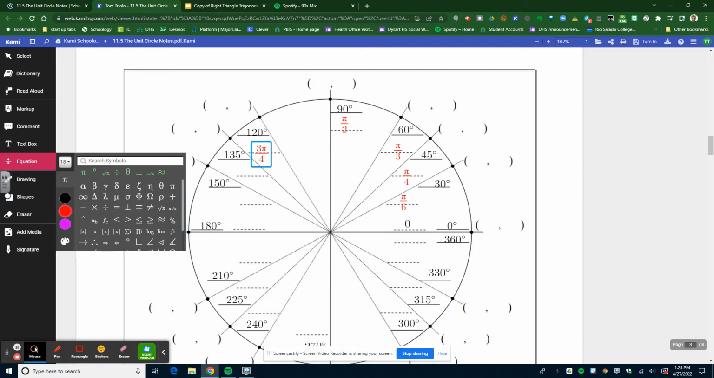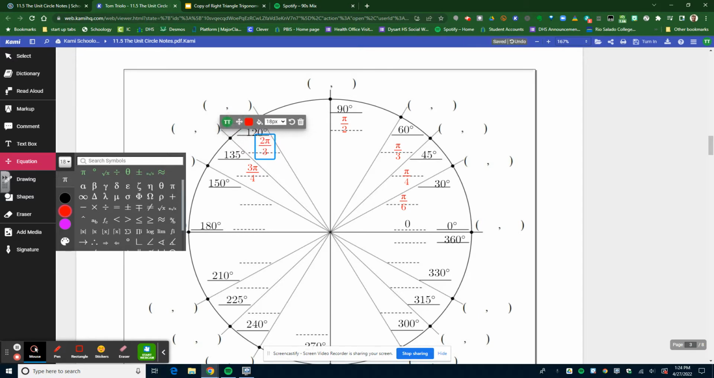So my next one, oopsies. 5 pi over 6. Yeah, so I'm putting these in the wrong spot. I'm just going to put it up here and then fix it. Wait, which one? For 120 degrees. I forgot to put that one in there. 2 pi over 3, or 2/3 pi. So this goes in for 120 degrees.